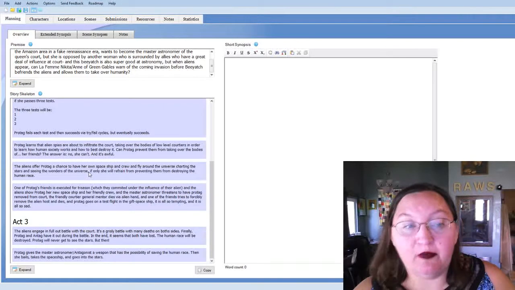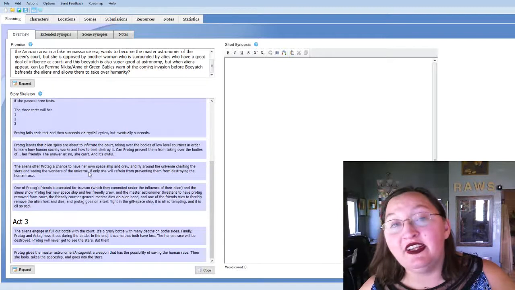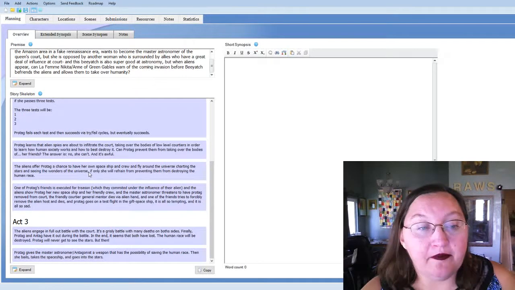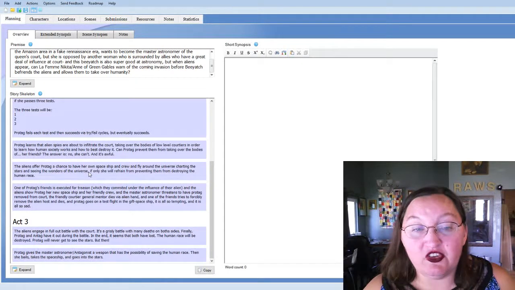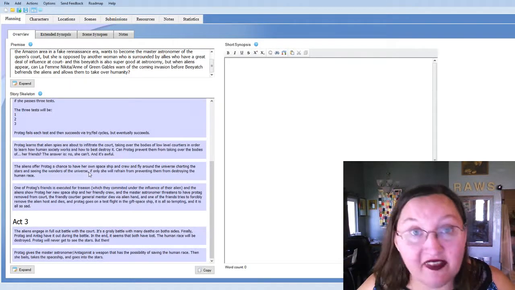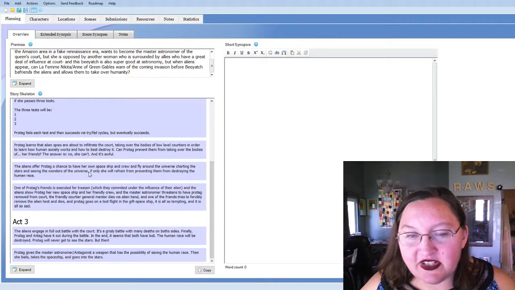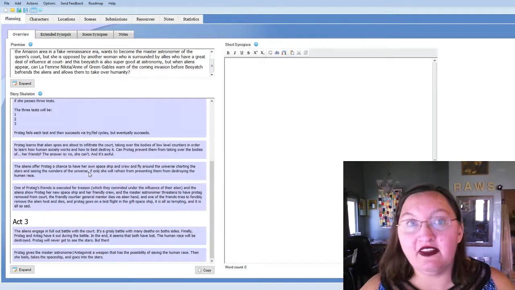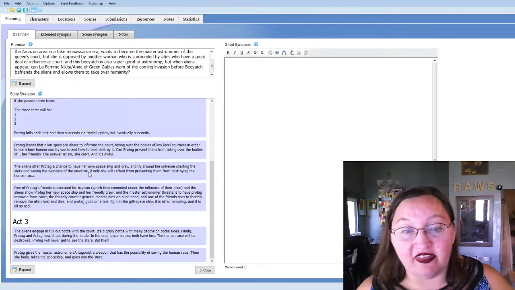The 3 tests will be 1, 2, and 3. Protag fails each test, but eventually via a try-fail cycle succeeds. Protag learns that alien spies are about to infiltrate the court, taking over the bodies of low-level courtiers in order to learn how human society works and how to best destroy it. Can Protag prevent them from taking over the bodies of, dun dun dun, her friends? And the answer is no, she can't, and it's awful to see them with their alien hosts in them.